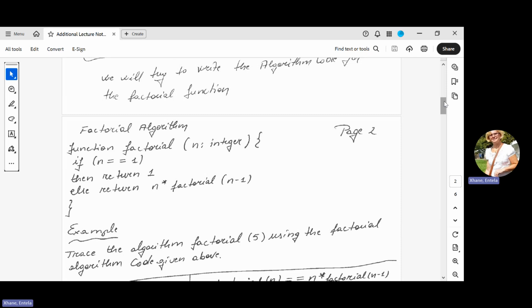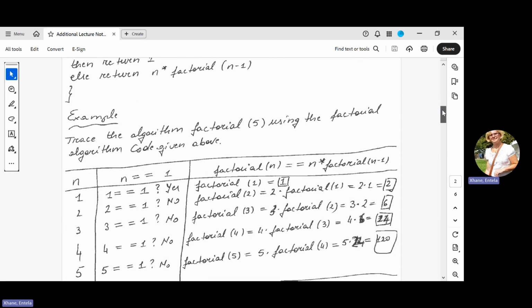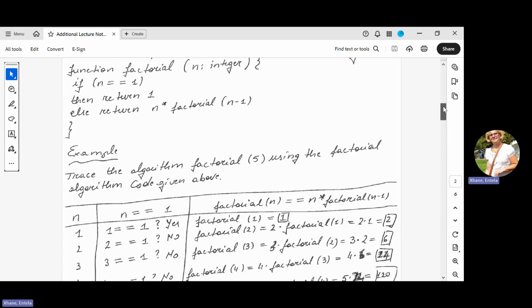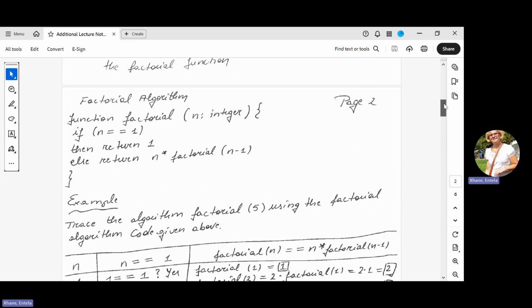Then n, which is an integer. If n is equal to 1, then return 1, else return n multiplied by factorial of n minus 1, which is the function factorial of n minus 1. So if I have to use the algorithm, how is this going to look? Trace the algorithm factorial 5 using the factorial algorithm code, which is given above.